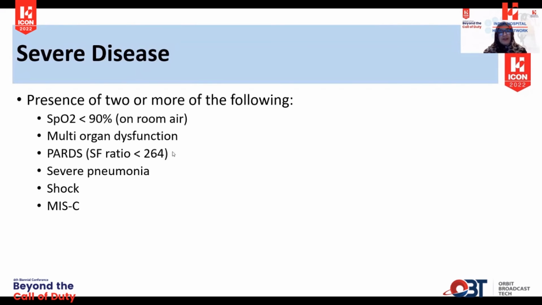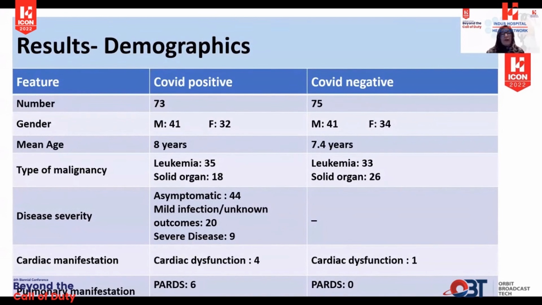One thing I would like to mention here is that for PARDS, there are 2 markers which can be used. It can be either SF ratio or PF ratio. PF ratio uses PaO2, which is derived from the arterial blood gas, whereas the SF ratio relies on SpO2, which is done from the pulse oximeter. It was more cost effective for us to use the SF ratio because not many children were having arterial blood gases. So the SF ratio, which is a surrogate for PF ratio, we adopted for monitoring PARDS in our study.